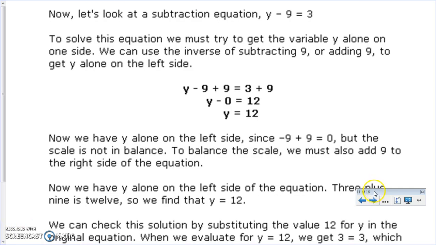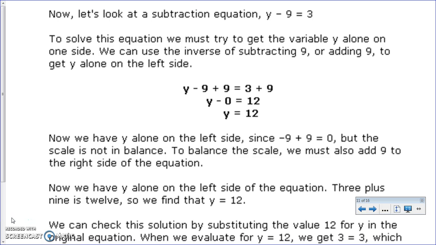Now let's look at a subtraction equation, y - 9 = 3. To solve this equation, we must try to get the variable y alone on one side. We can use the inverse of subtracting 9, which is adding 9, to get y alone on the left side. Now we have y alone on the left side since negative 9 plus 9 is 0. That's plus 9 and minus 9 are the same, so they become 0.